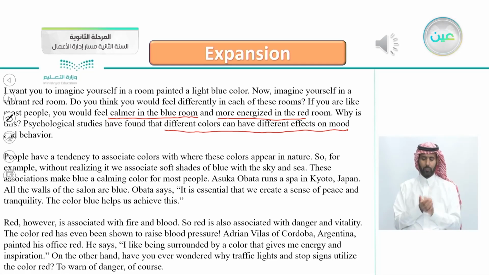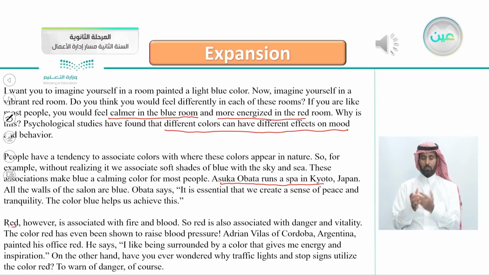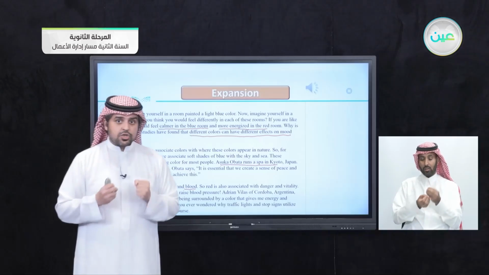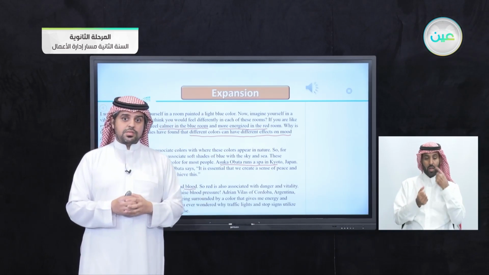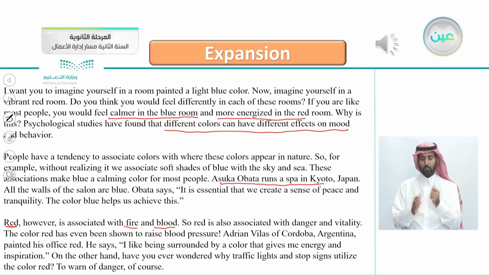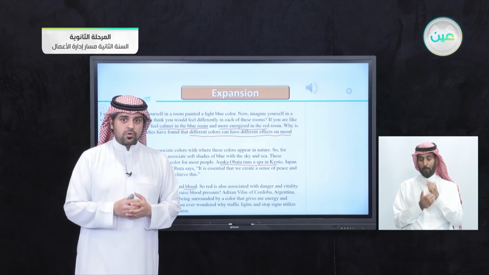Here, Asuka Obata runs a spa in Kyoto, Japan. They chose the color blue for their salon because you want to relax in there. Unlike blue, the color red is associated with fire and blood. That's why the red color attracts your attention. That's why traffic lights use the red color for stop, to warn of danger. All the warnings in the world, you see them in red because it's associated with danger.